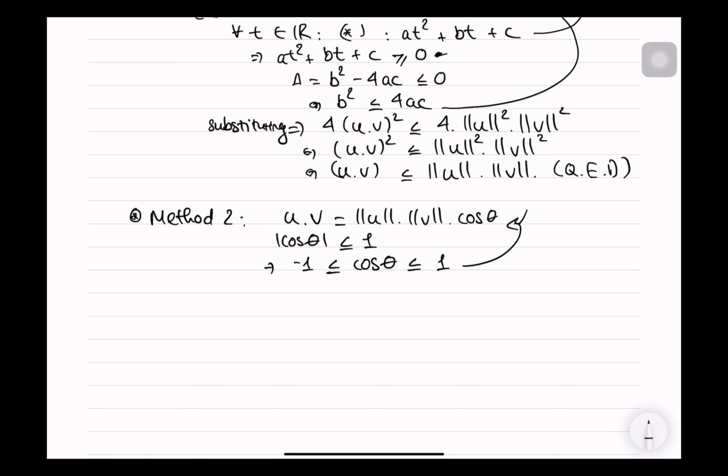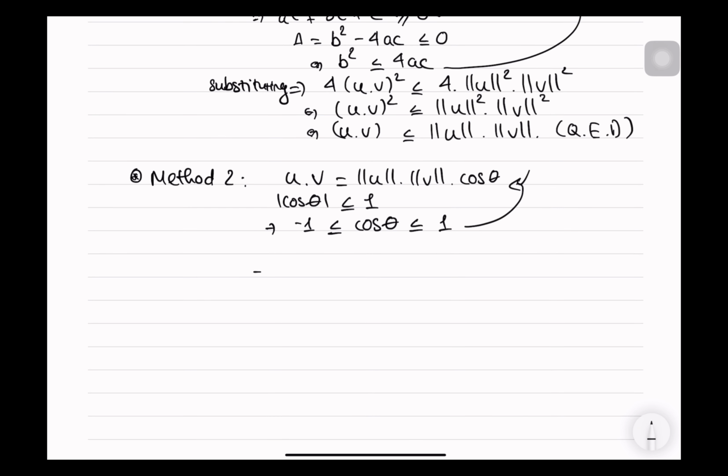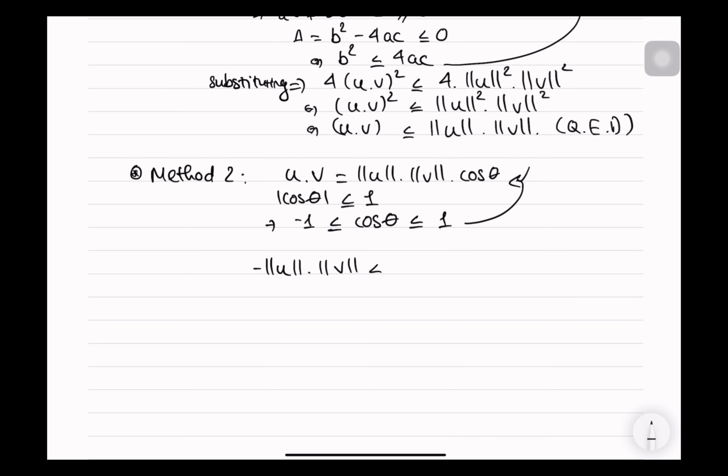And we're going to plug it into here. Minus the norm of u multiply the norm of v is less or equals than the product of u and v. And the product of u and v is less or equals than norm of u multiplied by norm of v. And we're done.